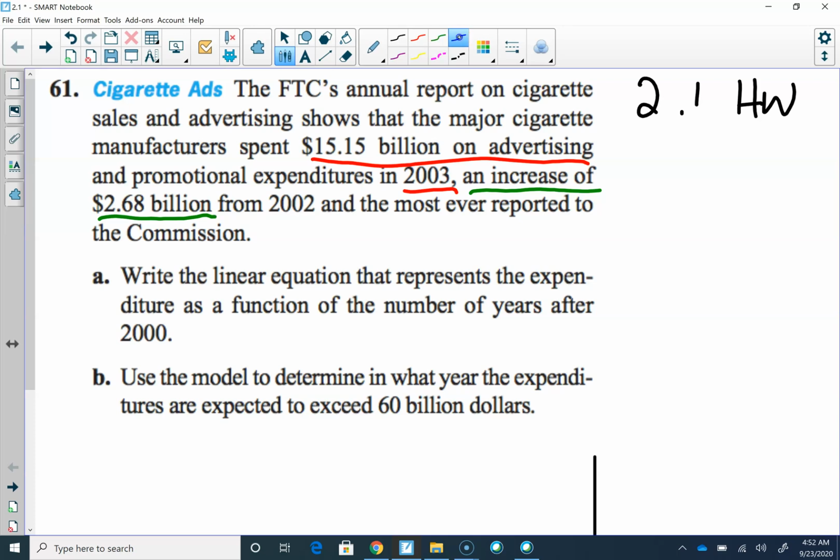So the first thing I see is x equals 0 is 2000. Being that this is an increase of $2.68 billion per year, this increase is going to be my slope, which would be the change in y over change in x. It would be an equation that's growing. And my x are years, and my y, you can find right in the beginning here, the annual report of cigarette sales and advertising. So this is going to be in money, in billions of dollars.